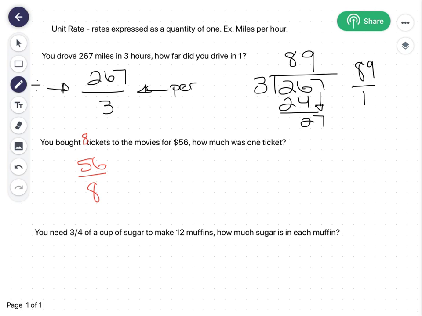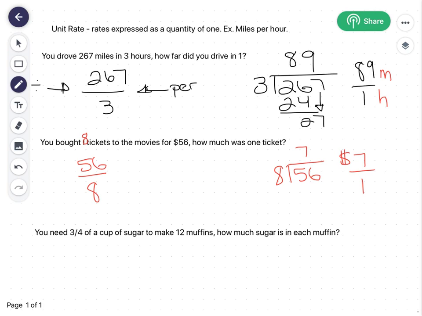Okay, so $56 per 8 tickets. If $56 was for 8 tickets, we take 8 into 56, and it doesn't go into 5, so you have to go straight for 56, and 8 goes into 56 7 times. So it is 7 per 1 ticket, $7 per 1 ticket, 89 miles per hour, etc. So last one, you need 3/4 of a cup of sugar to make 12 muffins. How much sugar is in each muffin?